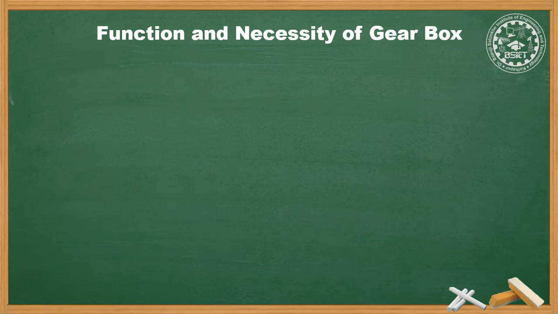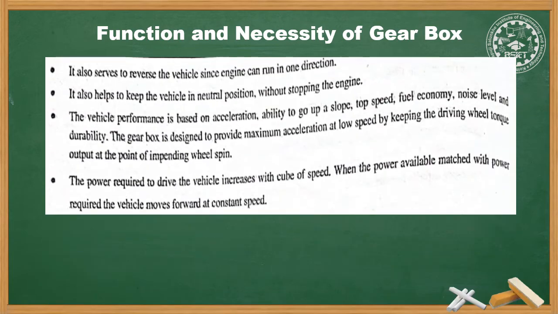The transmission acts in accordance with the running condition. When driving power is required, it reduces the engine speed and transmits stronger torque to the driving road wheels, and when higher running speed is desired, it transmits high speed and low torque to the vehicle. The gearbox serves the function to reverse the vehicle since the engine can run in only one direction. It also helps to keep the vehicle in neutral position without stopping the engine.